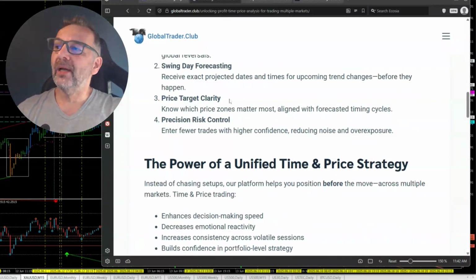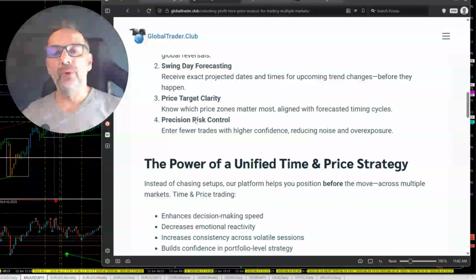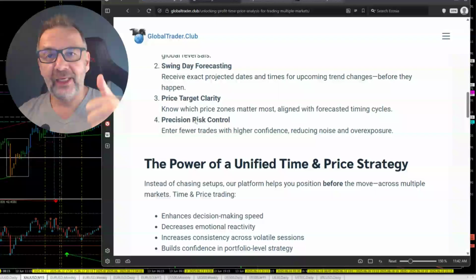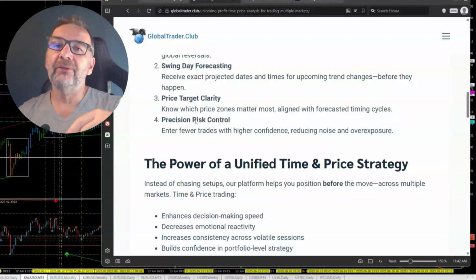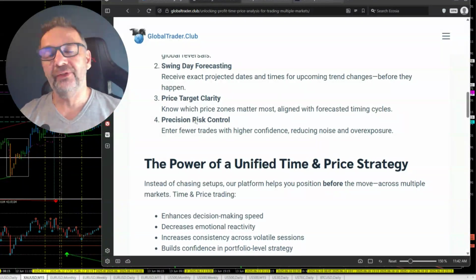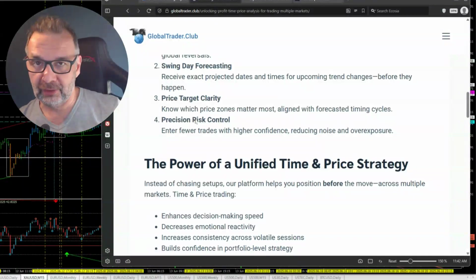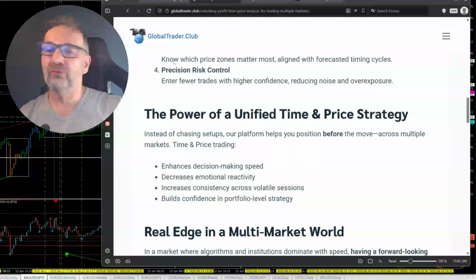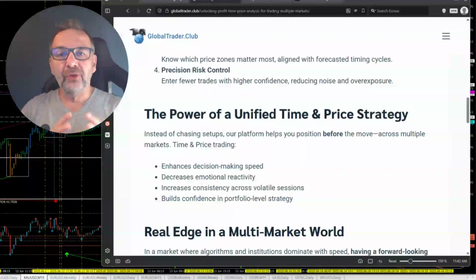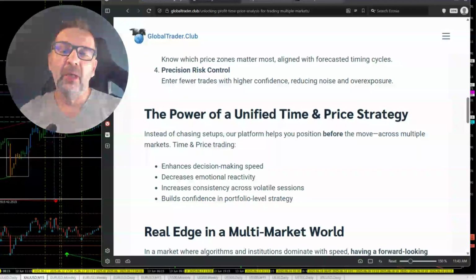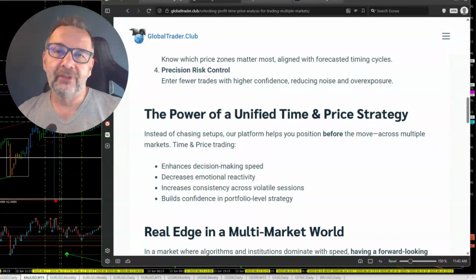Now, then you've got price target clarity. This is really important. You have to have a target zone when you're trading, for getting in and for getting out. If you don't have a target, then you're going to be left with miscalculations on risk, which is what we do not want. This brings us to precision risk control. If I know the swing days and the swing hours, plus the pricing, I've got something that matches a technical level also based on a time cycle model. This is so important because then I can have a tight stop loss.